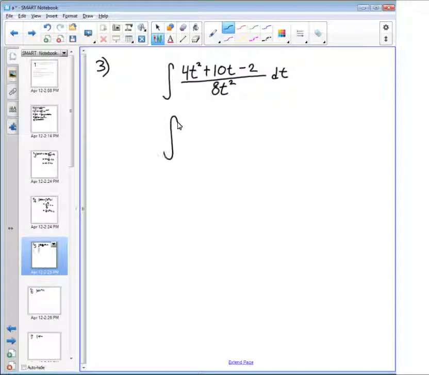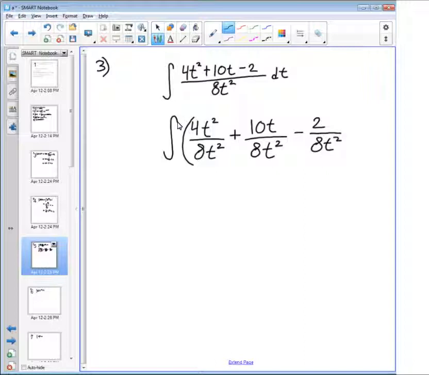So if I haven't integrated yet, we still have our integral term. We've got 4t squared over 8t squared. We're going to add on 10t over 8t squared. And finally we have minus 2 over 8t squared. So this is how we want to rewrite it.